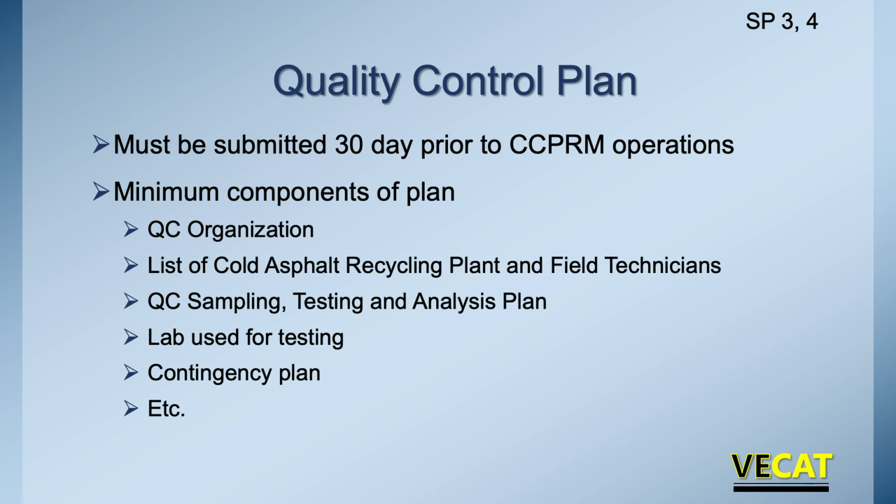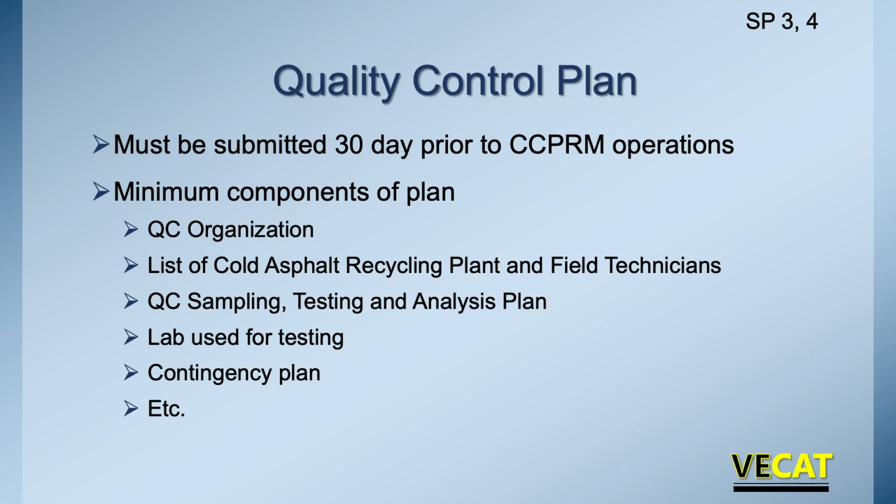So what does need to be included in this plan? Well, in the special provision, there are some minimum requirements. First and foremost, what's the overall quality control organization? Who reports to whom? What is their decision-making responsibility? How are they playing a role in ensuring that the product that is being delivered meets specification? We also have a list of those people that have been certified. So who's gone through the process, who's gone through the VDOT materials certification schools and has received the credential for either the cold asphalt recycling at the plant or at the field.